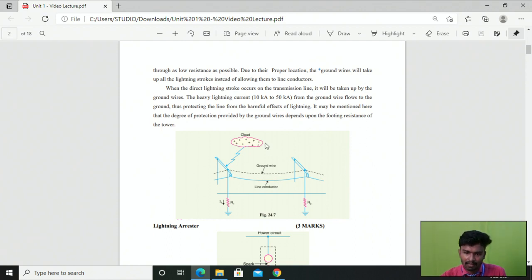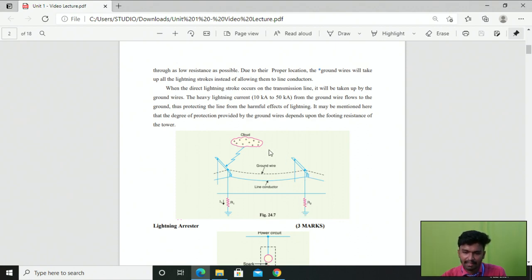You can look here, we have a cloud. Whenever lightning falls on this line, before reaching the line conductor, the lightning stroke will face the ground wire. If the lightning stroke falls on the ground wire instead of the line conductor, it will divert the extra surges through the towers. Here, at some spacing, we have connected towers, and each tower is grounded through some footing resistance.